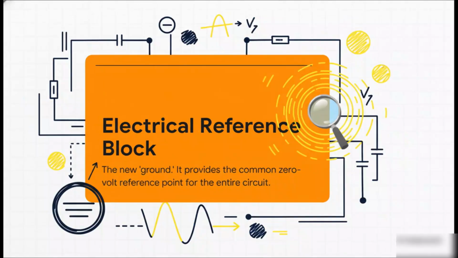Next up, the electrical reference block. This one's super simple. It's the new ground. That's it. In the old SPS world, you had a ground block. In the new Simscape world, you need an electrical reference block to provide that 0-volt point for the whole circuit. Your model literally will not run without it.